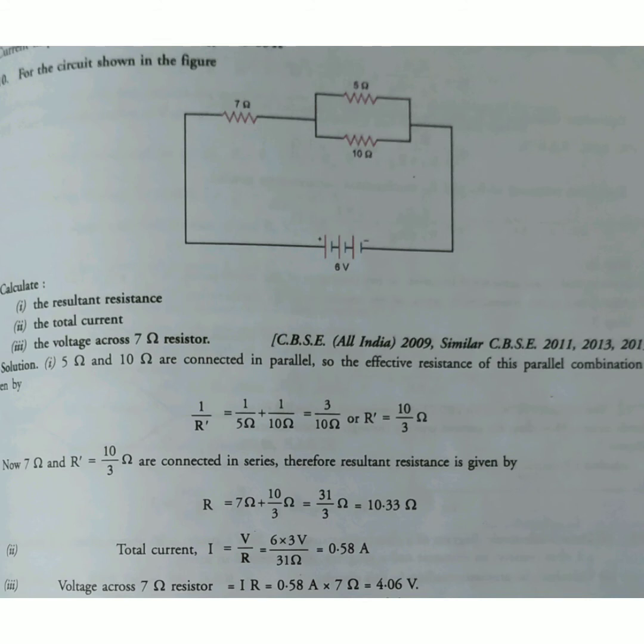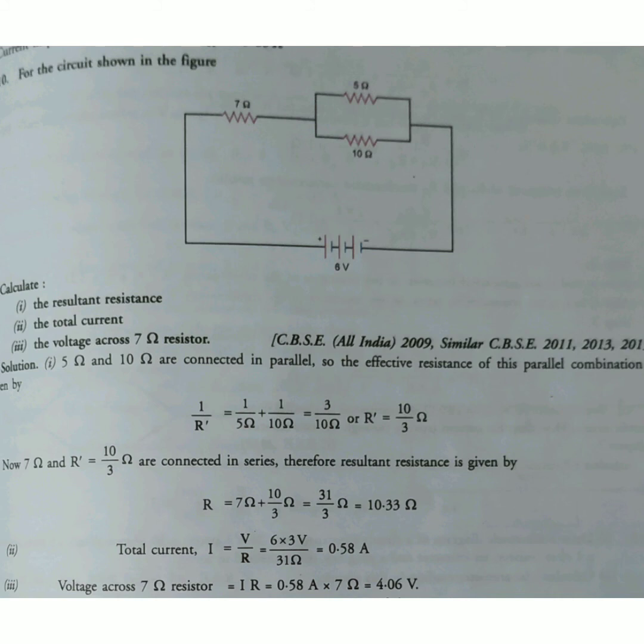Let's do next now. So what is the circuit diagram you are watching? For the circuit shown in the figure, find out the total resistance of the circuit. So 7 ohm, 5 ohm and 10 ohm resistance are given. So 5 and 10 are in parallel, and then their total is in series with 7 ohm. So you have seen here how they have calculated it. Total resistance we would get 10.33.